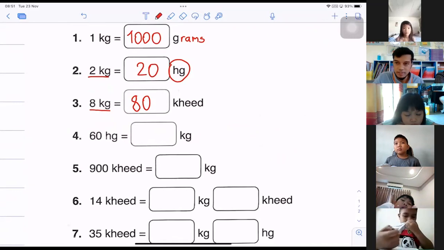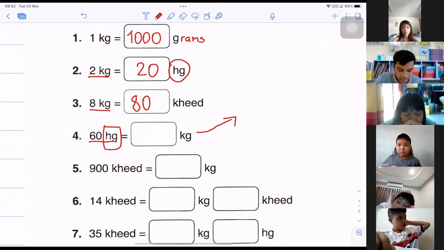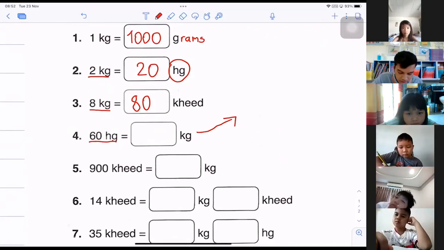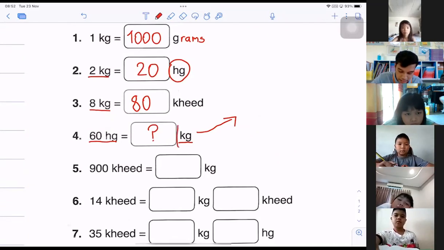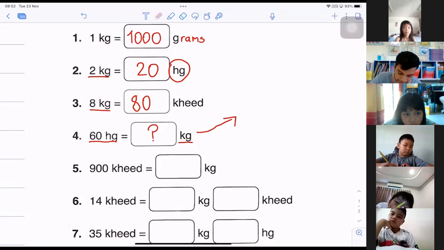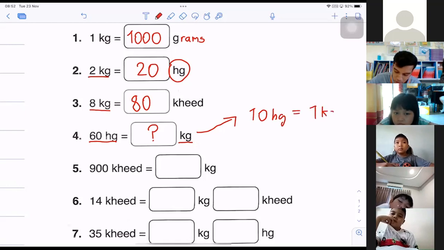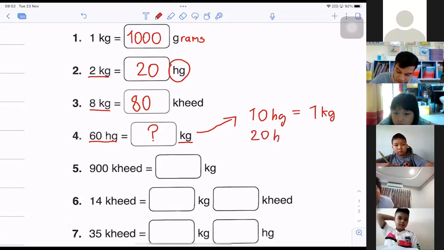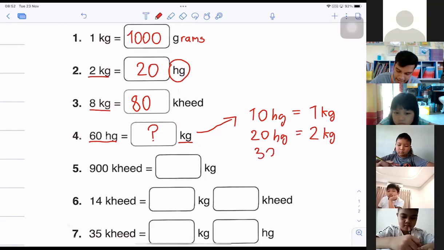Now students, number four. Listen to me. Number four: 60 hg, hg means hectograms, okay? 60 hg is equal to how many kilograms? Kilograms is over here, so listen to me. 10 hg is equal to 1 kilogram. 20 hg is equal to 2 kilograms. 30 hg is equal to 3 kilograms.